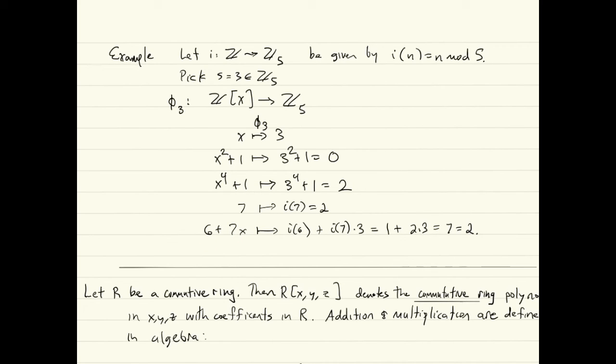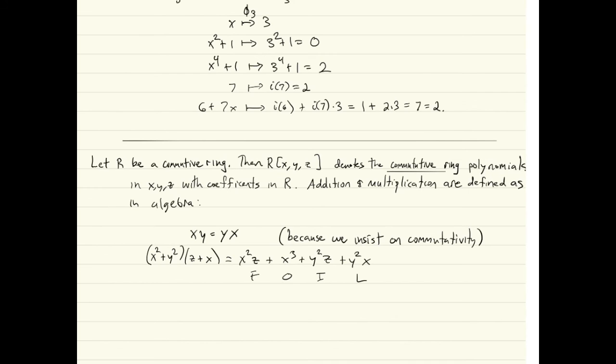And then similarly 6 plus 7x will send 6 to 6 mod 5, which is 1. 7, as we just said, goes to 2. The x goes to 3. And then if you add up all this, you get 7, which in mod 5 land is 2. So just as an example, 6 plus 7x under this unique homomorphism that sends x to 3 sends the 6 plus 7x to 2.